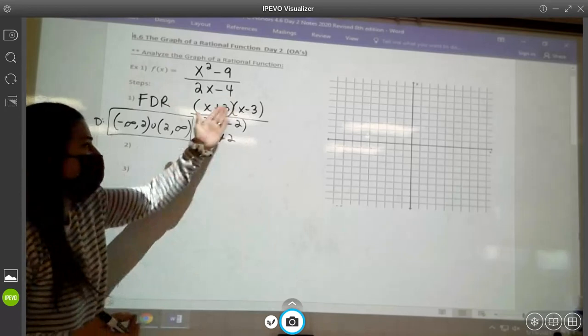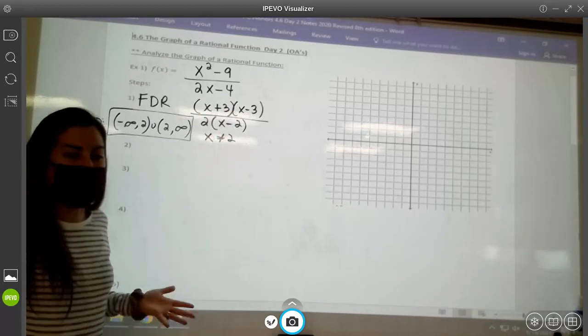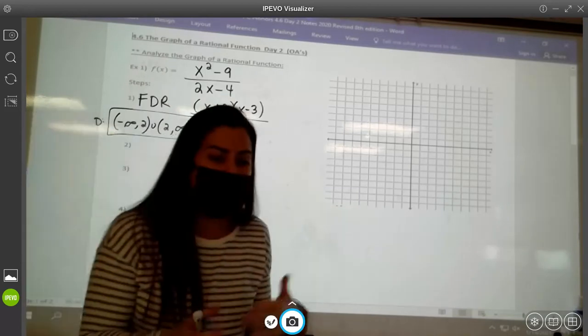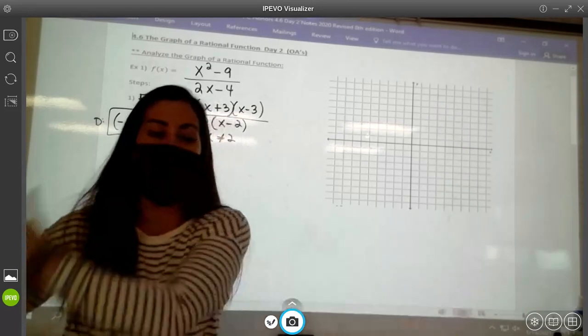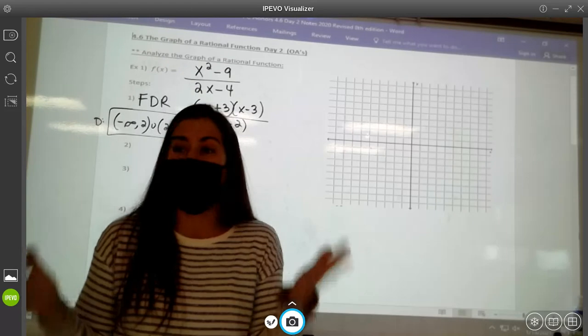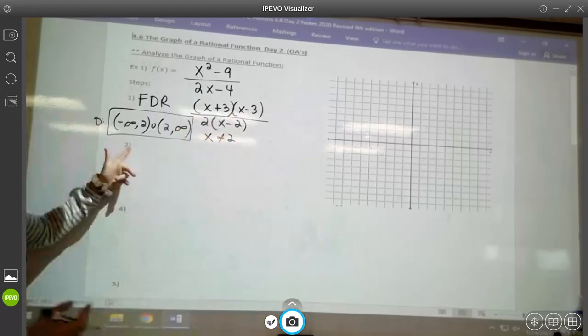Unfortunately, we have no like factors on top and bottom, so nothing cancels out. If nothing cancels, that just means down the road, you'll have a VA, but you won't have any holes. No holes. A hole would come from a factor that canceled. All right, so step 2.